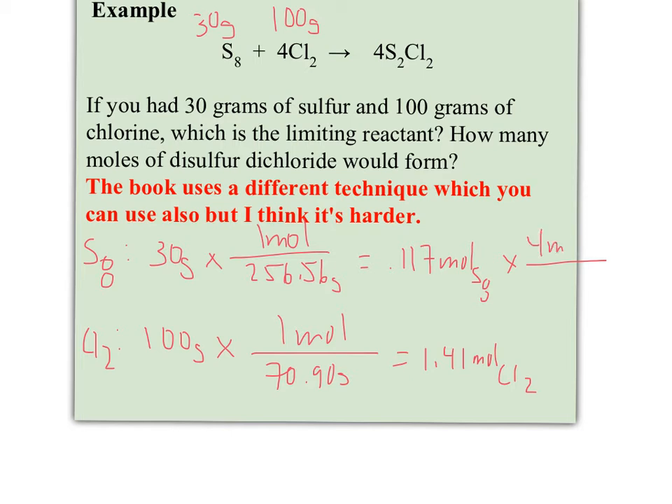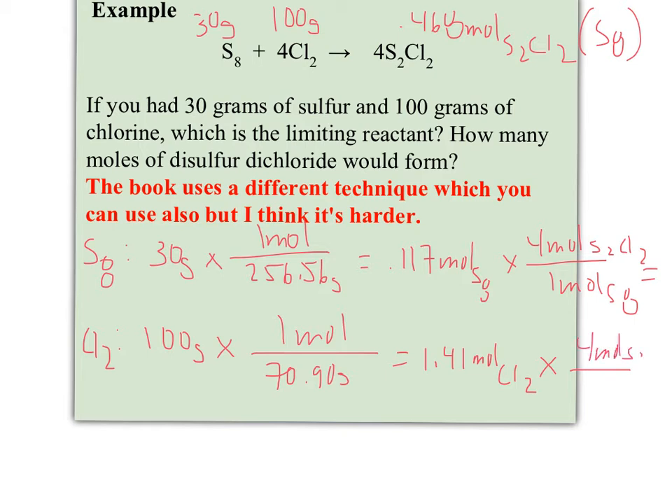So if I set up my molar ratio here and look at how much product I get, S8 will form 4 times the 0.117. I can form 0.468 moles of S2Cl2 from my sulfur. If I do the same thing with my chlorine, I get 4 moles of S2Cl2 from 4 moles of chlorine.